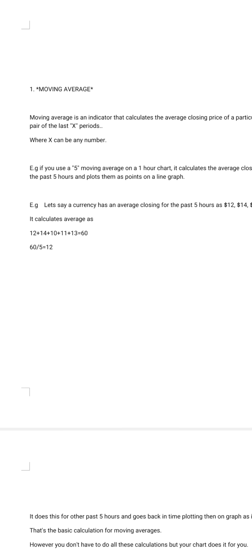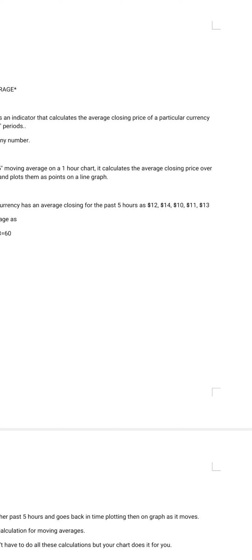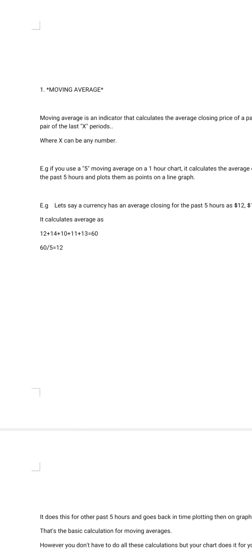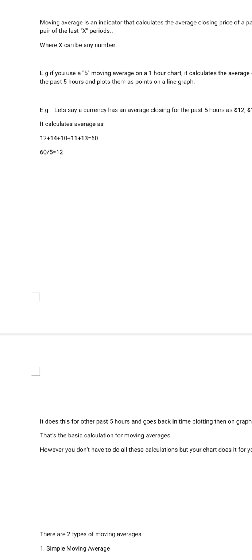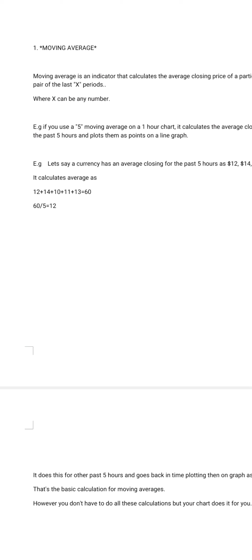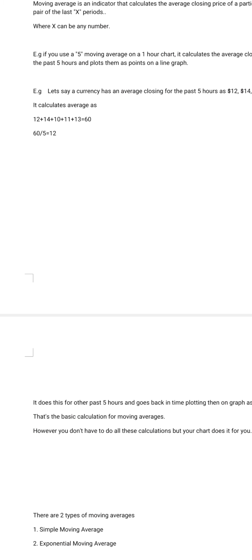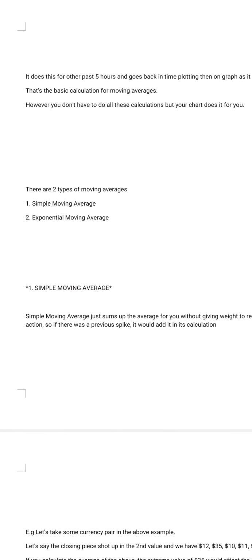Moving average is an indicator that calculates the average closing price of a particular currency pair over the last periods. Okay, this is just the math. I won't explain the math. I will drop the link to this PDF where you can get it to make things easier for you, because explaining the math behind moving average will take a lot of time, so I'll skip the math and go straight to how to use the moving average tool on your MetaTrader app.